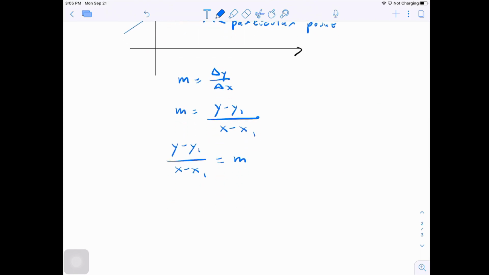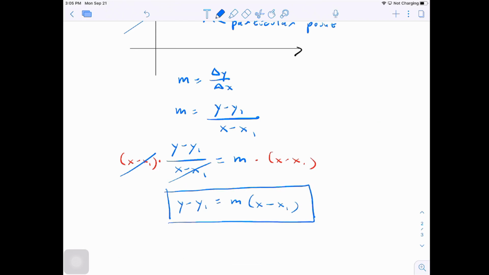And let's just finish this up by multiplying both sides by x minus x1. Okay, and we are left with, these go away. So we're left with y minus y1 equals m times x minus x1. And we'll box that. Okay, we've just derived the equation for point slope form. And I think we'll stop there.